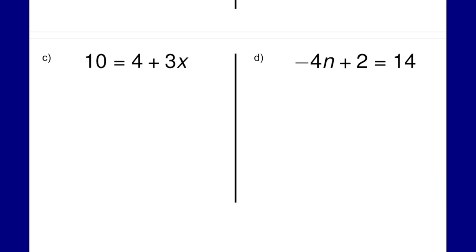Just 2 more examples. So again, I'm going to go away from using the line down the middle. If you still need that, by all means, go ahead. But hopefully the goal is that you don't need to do that as you become more and more comfortable.